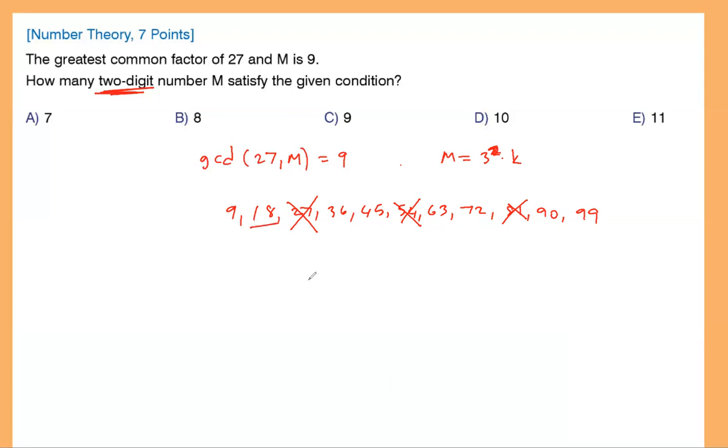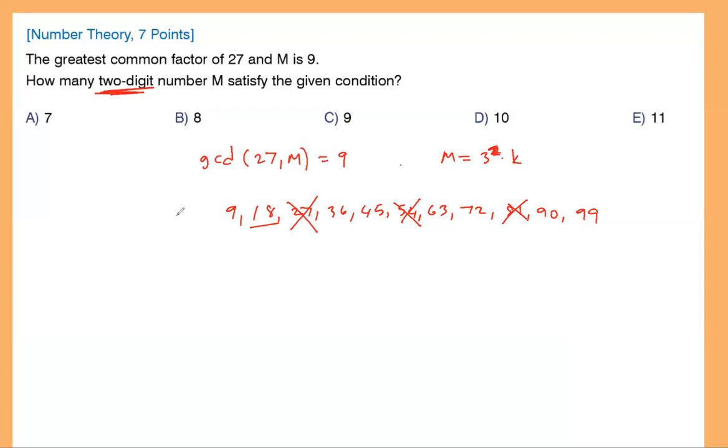If I take 18, for example, the GCD of 18 and 27 is 9, which does work. And if I take this one, that's 4 times 9, that also works. As long as the number doesn't have any other factor of 3, we should be all good. So we have 1, 2, 3, 4, 5, 6, 7, 8. So it looks like we have 8 of them, right?